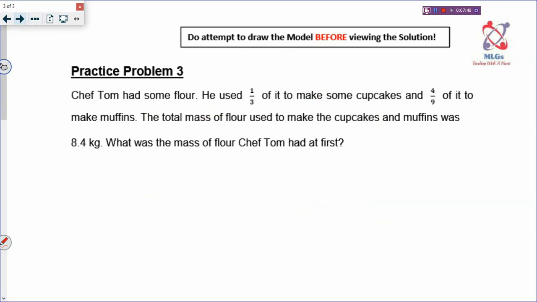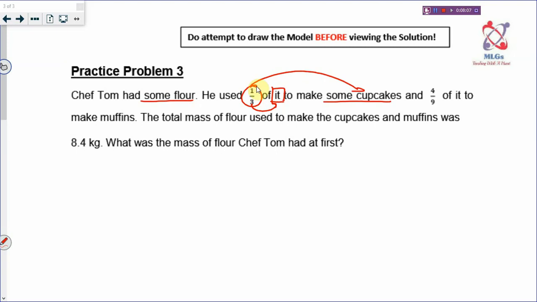Chef Tom had some flour. He used 1/3 of it to make some cupcakes. So what does this 1/3 generally refer to? It refers to it, which is some flour. And if you break up, what do you do? It means you point the arrow. So the denominator belongs to all the flour. So your rectangle will be all the flour that has 3 boxes, and 1 box is used to make cupcakes.